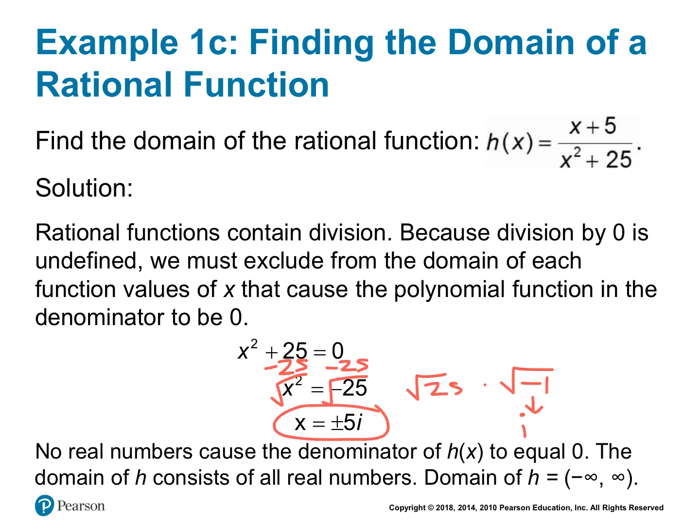No real numbers cause the denominator to equal 0, so that means the domain could be any real number, from negative infinity up to positive infinity, because there's nothing here for a real number that I could put that will ever make the denominator equal 0.